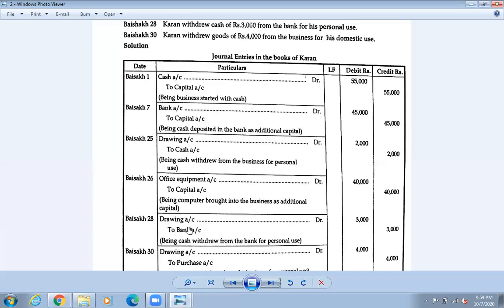Drawing account DR to. What was taken out? Not money, goods. That means it is the purchase. If I take it, it means purchase. If I am selling or giving, that is the sales account. So withdrawing goods means either purchase or selling. Am I taking it or selling it? I am the owner, so I am taking it. Taking means purchase. So we need to write down to purchase account. How much amount is there? There is 4,000.